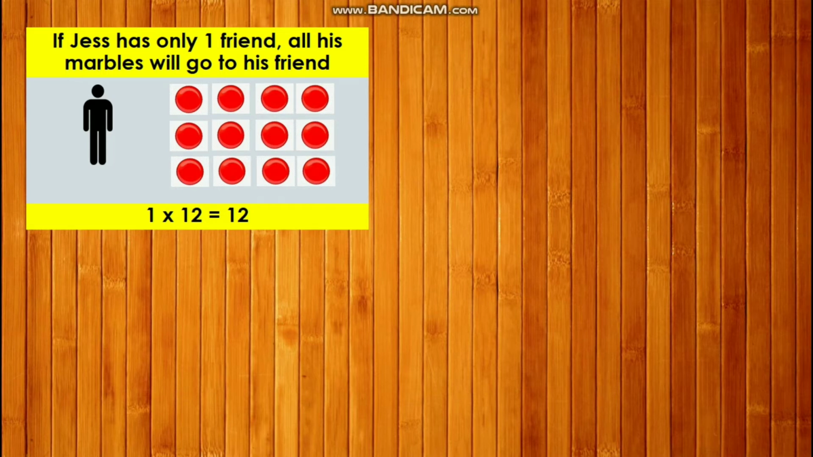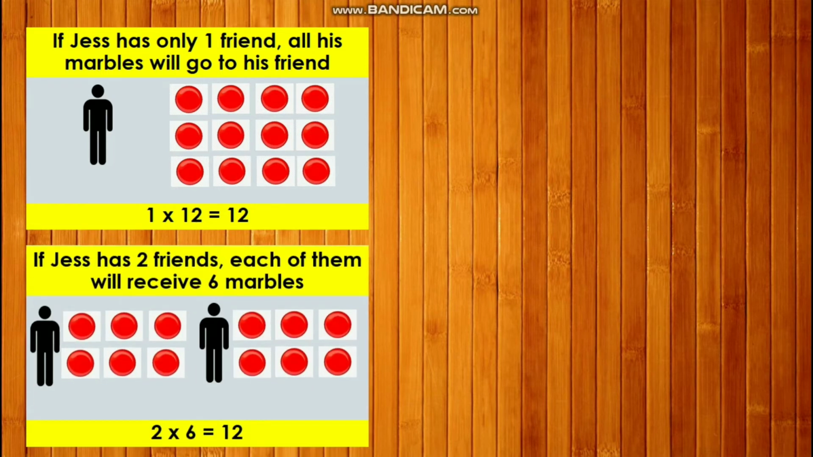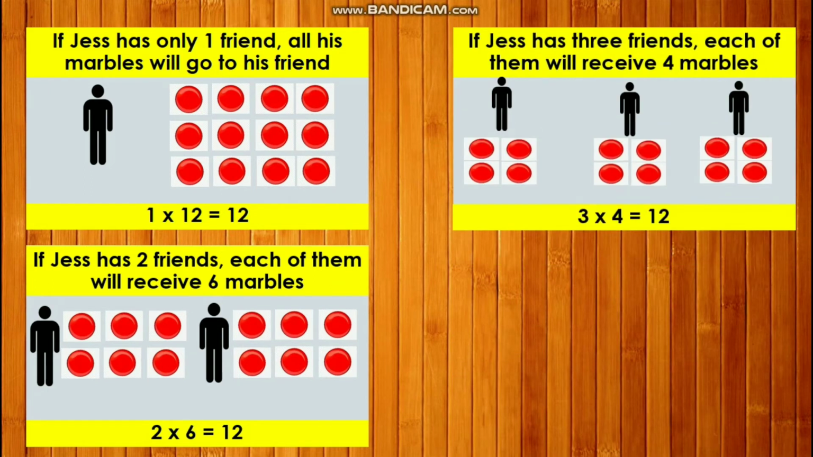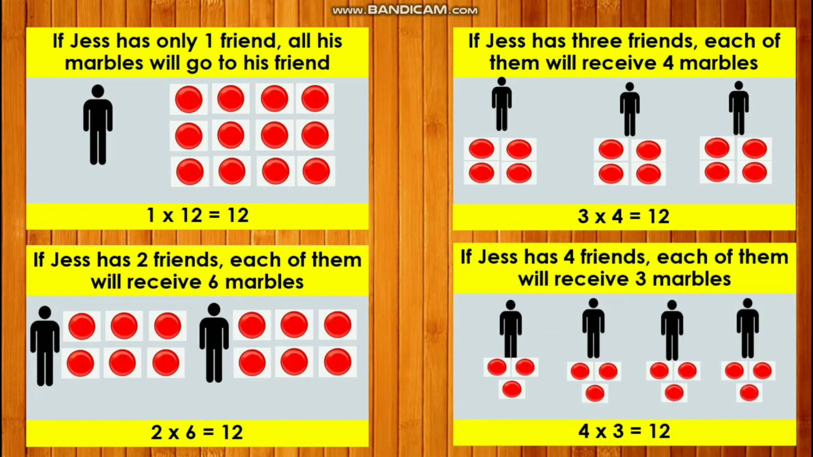So we can write an equation: 1 times 12 is equal to 12. Next, if Jess has two friends, each of them will receive 6 marbles. So the equation is 2 times 6 is equal to 12. If Jess has 3 friends, each of them will receive 4 marbles. So the equation is 3 times 4 is equal to 12. Next, if Jess has 4 friends, each of them will receive 3 marbles. So we can write the equation 4 times 3 is equal to 12.